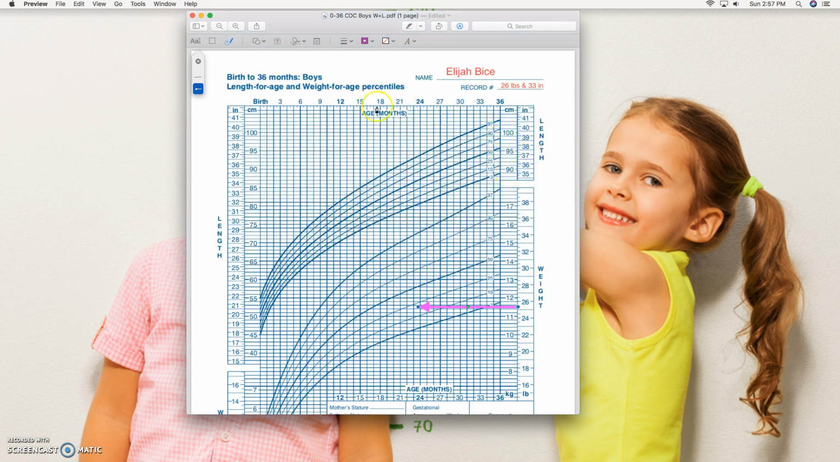His height, 33 inches. 24 months, 33 inches. Let's come all the way over here. And he is in about the 25th percentile or so for his height.